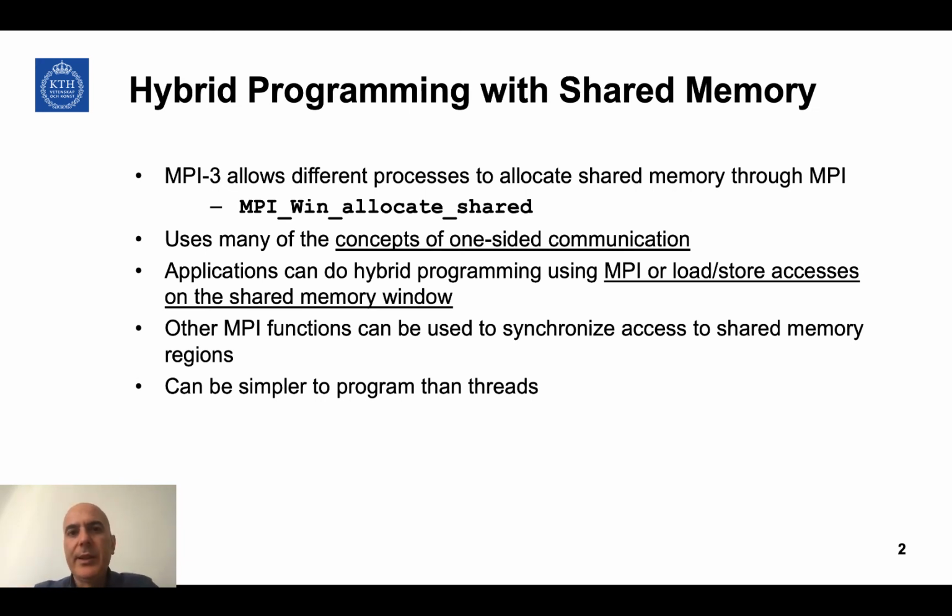Since this is a window, we can use many of the concepts that we have been seeing in one-sided communication. So we can make the windows and then write or read using put and get operations. Applications can do hybrid programming using MPI or load and store accesses on the shared memory windows. Other MPI functions can be used to synchronize access to shared memory regions. Remember, we're using MPI one-sided for doing operations on a shared window. So in some sense, it can be simpler to program than coupling with OpenMP threads.